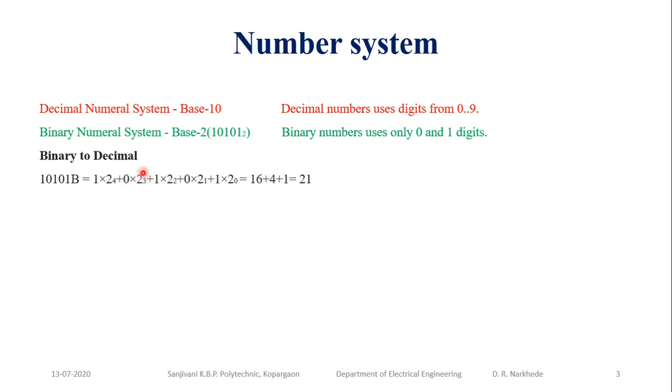And 2 to the power 3 means 8. 8 into 0 is 0. 2 to the power 4 means 16. 16 into 1 is 16. So we have written 16 plus 0 plus 4 plus 0 plus 1, that is 16 plus 4 plus 1, that is 21. The decimal equivalent of this binary number is 21. So in such a way we need to convert the digits from one number system to another number system.